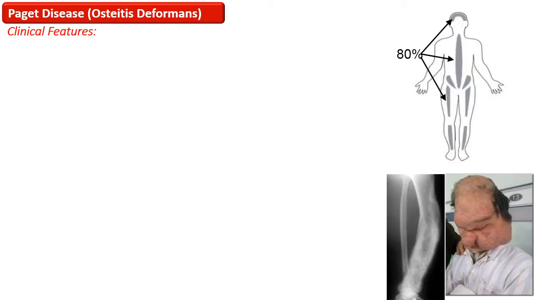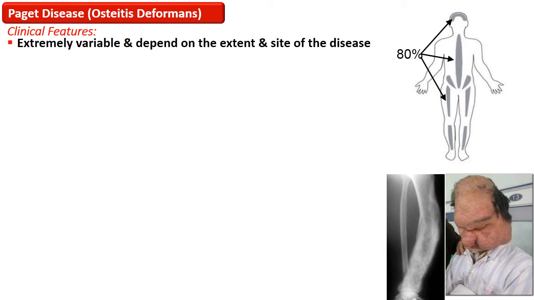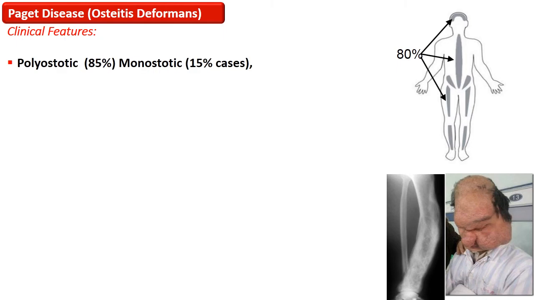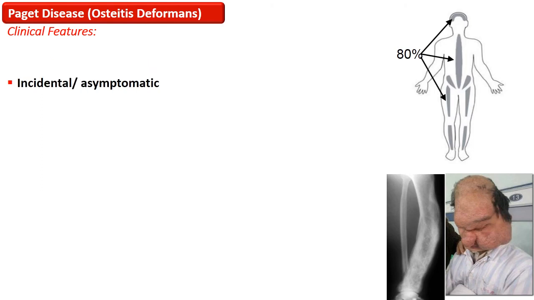Now coming to the clinical picture of Paget's disease, the clinical features, like the morphology, are extremely variable. Mostly the disease is polyostotic, that is, it involves more than one bone, and this is so in 85% of the cases, while in 15% of the cases it is monostotic, meaning it affects only a single bone. 80% of the cases of Paget's disease are limited to the axial skeleton or proximal femur. Mostly the patient is asymptomatic and the disease is diagnosed incidentally.